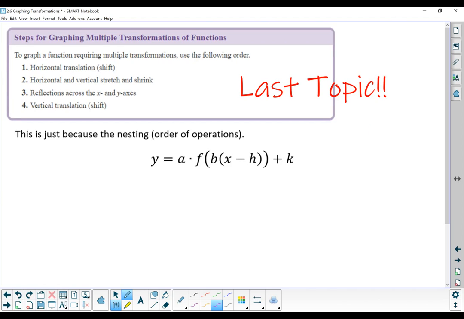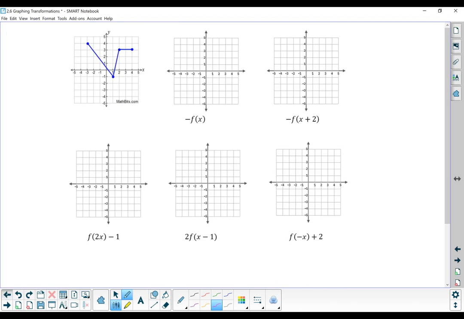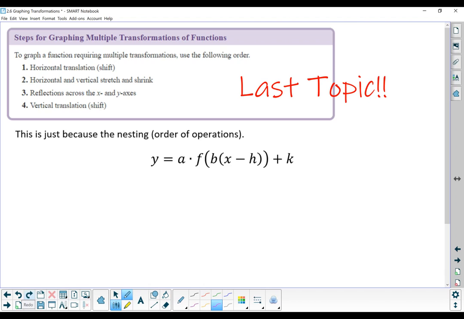Okay, the last topic is the trickiest one. What the topic requires you to do is take a shape like this one and transform it. So for example, this one, it wants me to do 2 times h of x minus 3. So I just want to talk about those different translations and kind of the order of operations here.